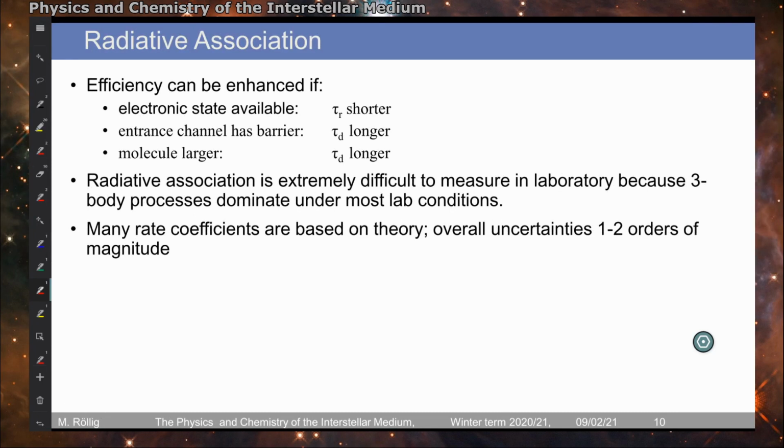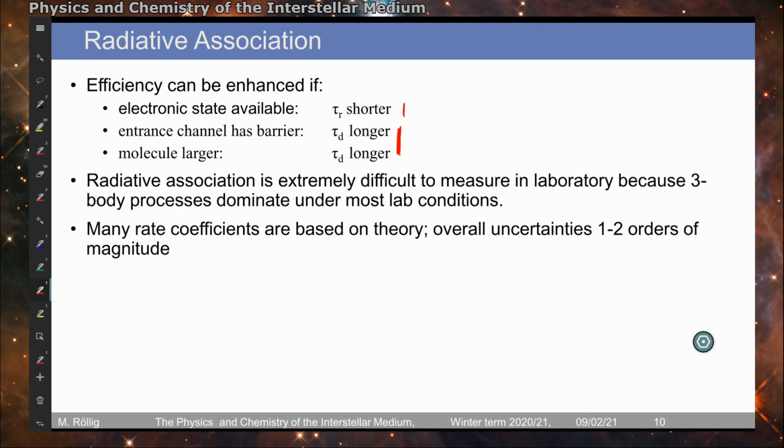So the efficiency for a collision to actually form a molecule can be enhanced if we have electronic states available at an energy range that might be reached during the collision event. This makes the radiative timescale shorter. And we can have the dissociation timescale longer when we have, for example, a larger molecule or a wider potential energy well, or when we have energy barriers for entrance channels and so on. This might make tau dissociation longer.